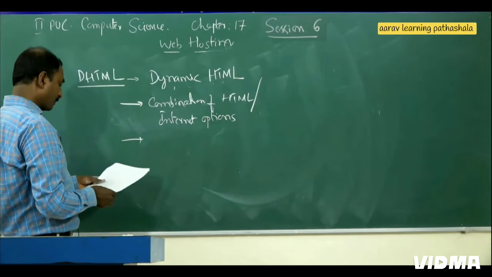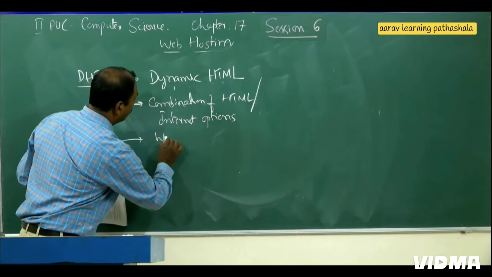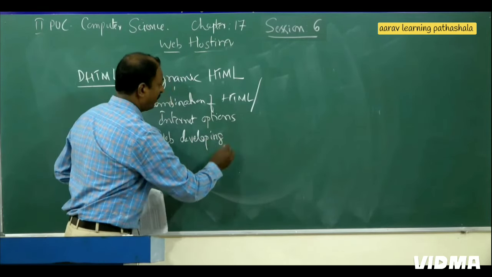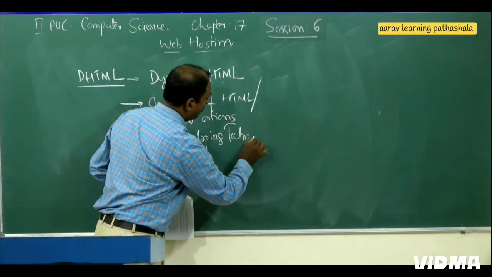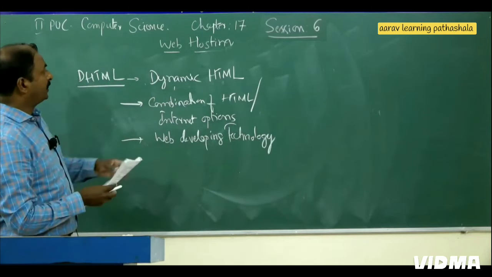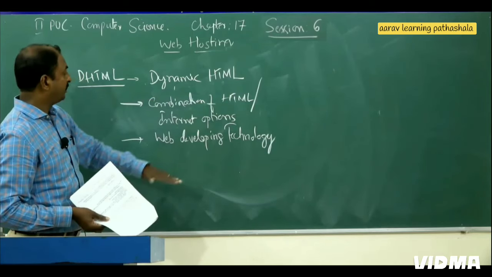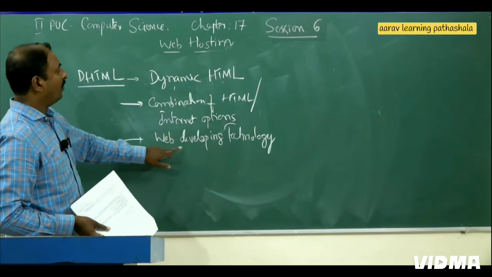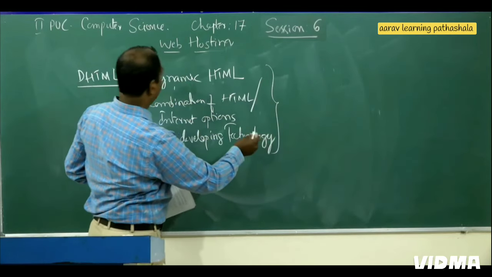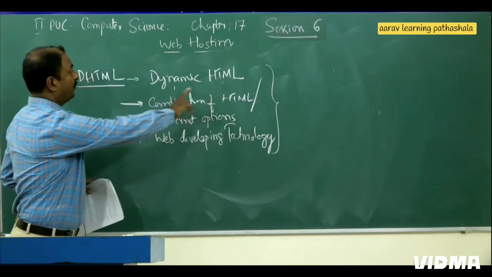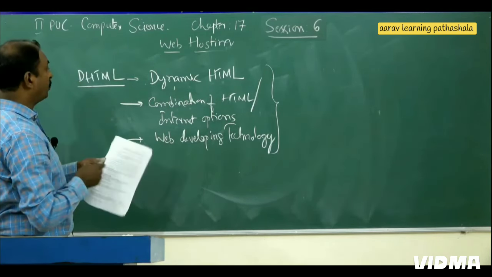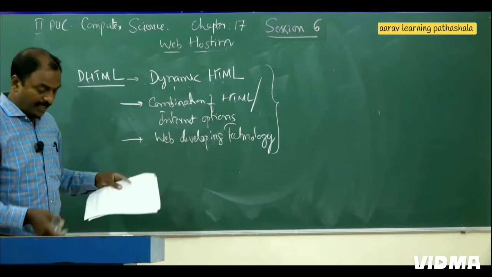Next one is, this is also developed with the help of web developing technology. So here these two features are added. It is again nothing but a combination of HTML as well as internet options and web developing technology. All these together give extra features to HTML, so we call it dynamic HTML. And what is the meaning of dynamic HTML? As I told you already, the general meaning is keeps changing.